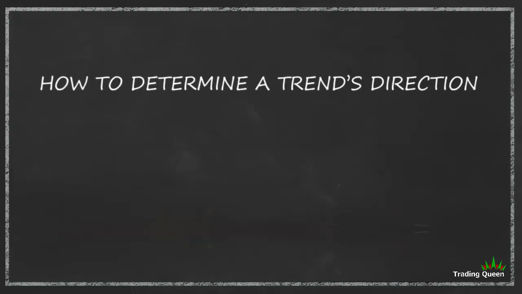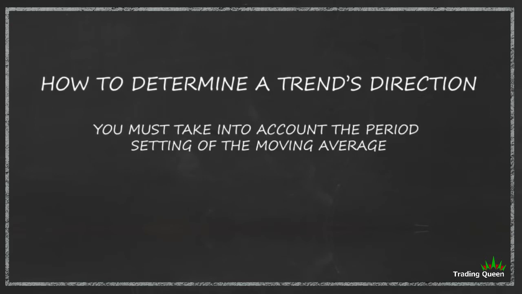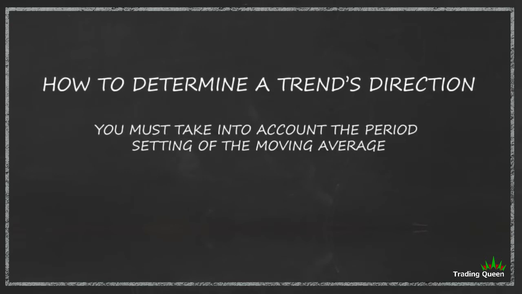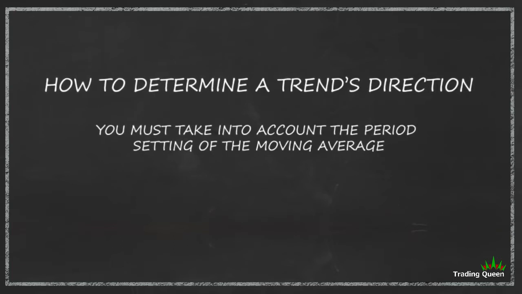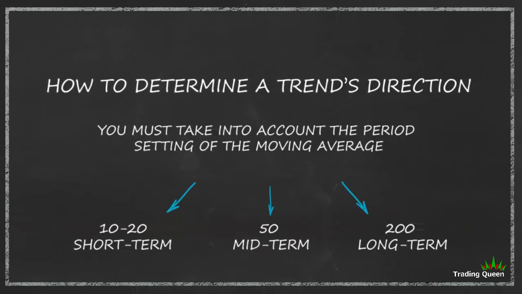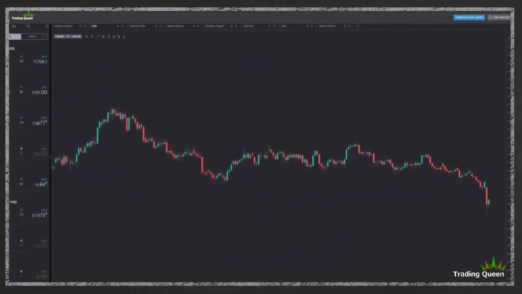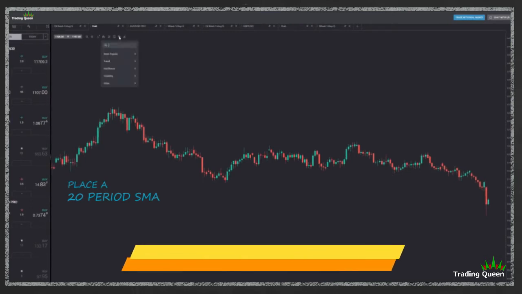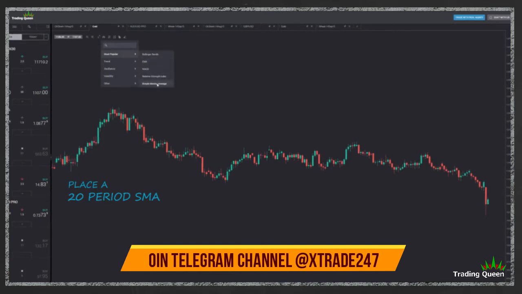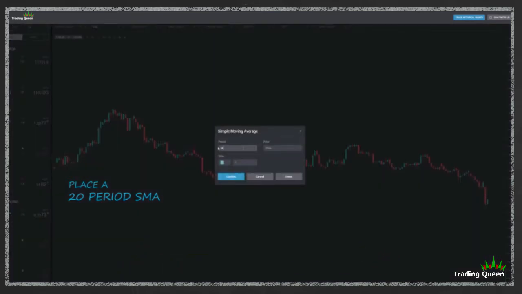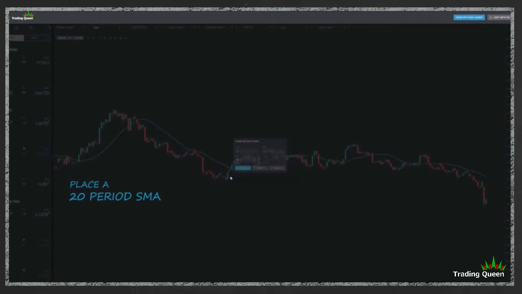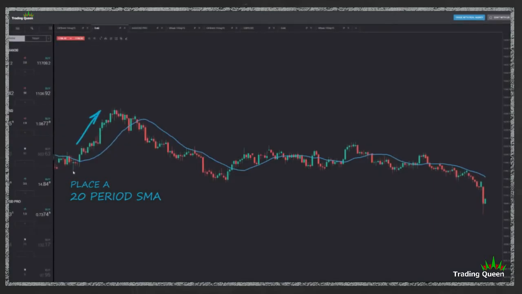To determine the direction of a trend using a moving average, you must take into account the set time period. I touched on this briefly in the last video, where I showed you the most commonly used time periods when analyzing short-term, mid-term, and long-term trends. But why is it important to be aware of the time period of the moving average? In this chart, we place a 20-period simple moving average by clicking the indicator icon and setting the time period to 20. We can clearly see that it indicates an uptrend.